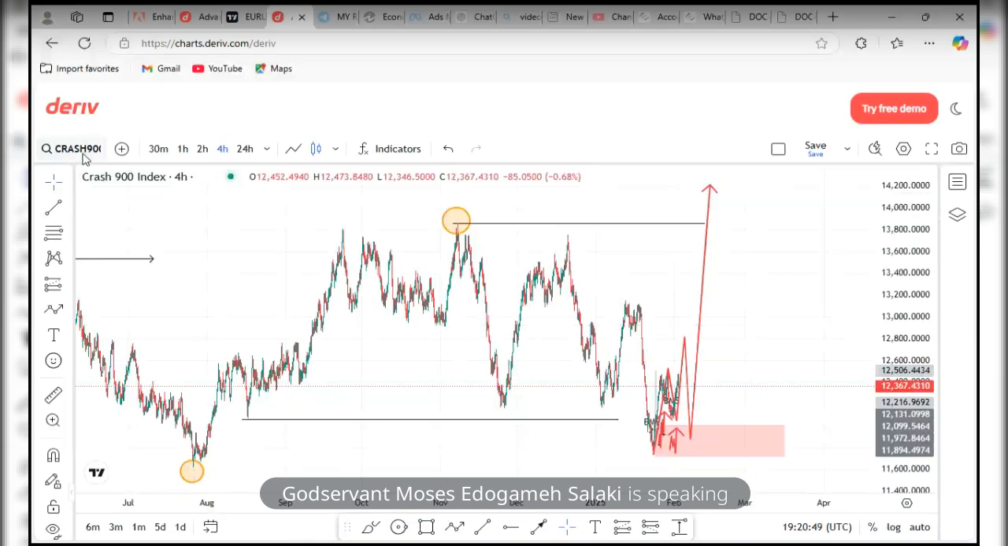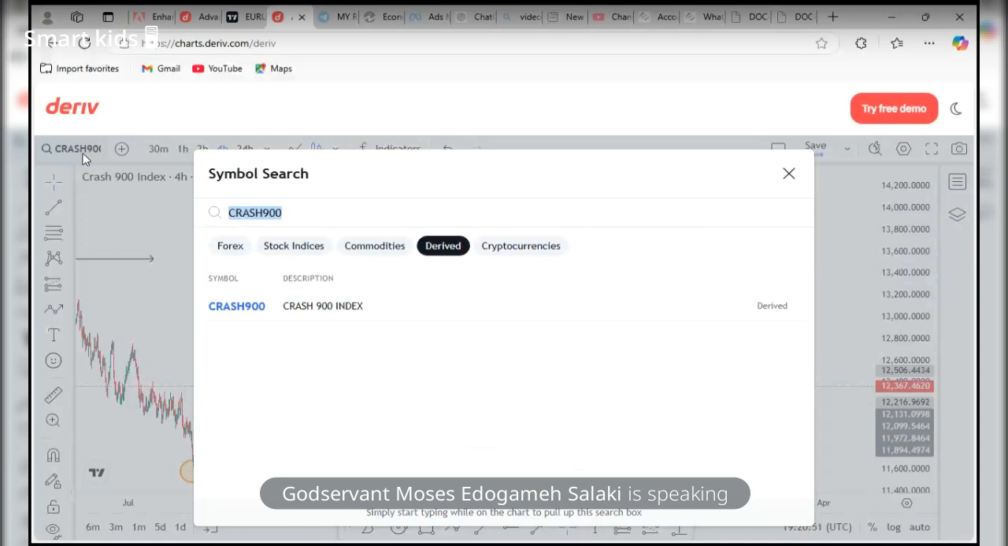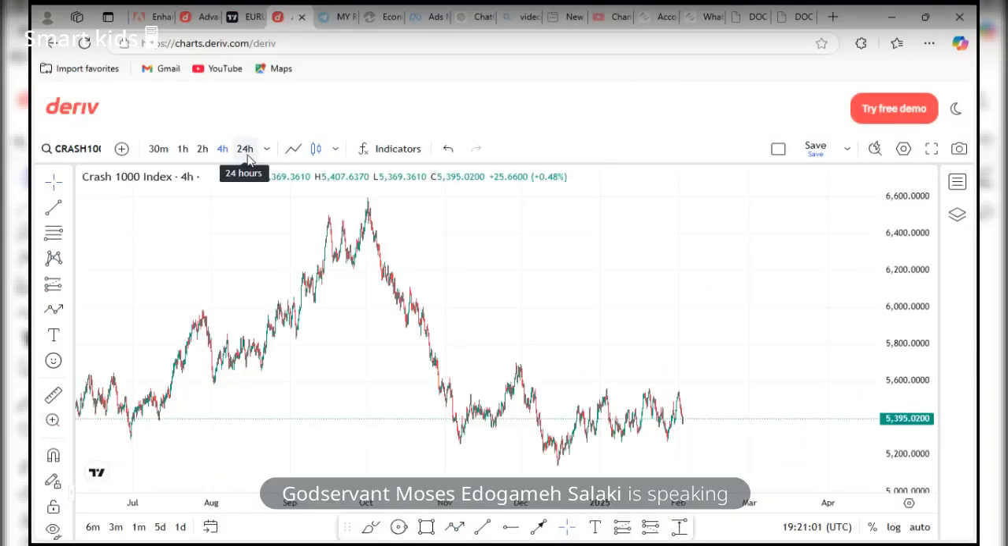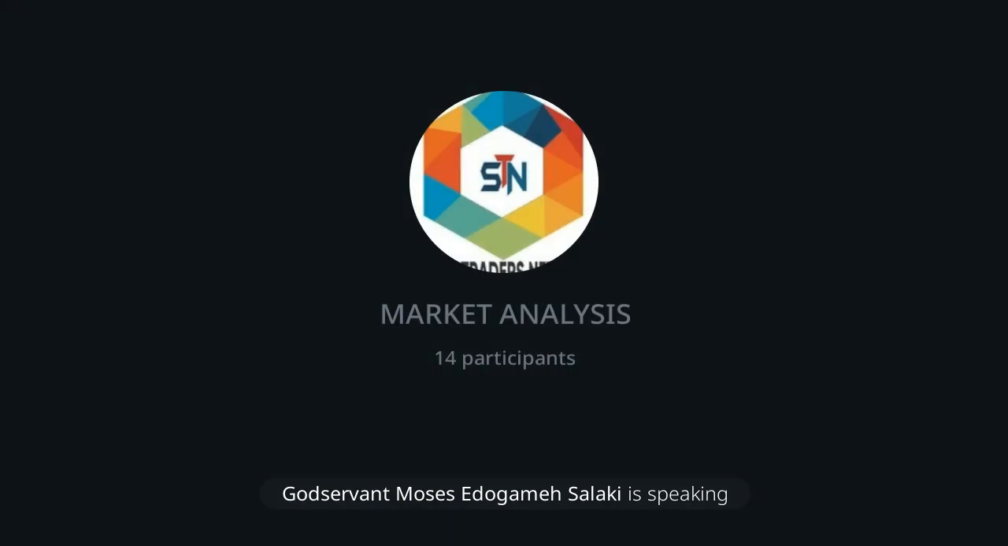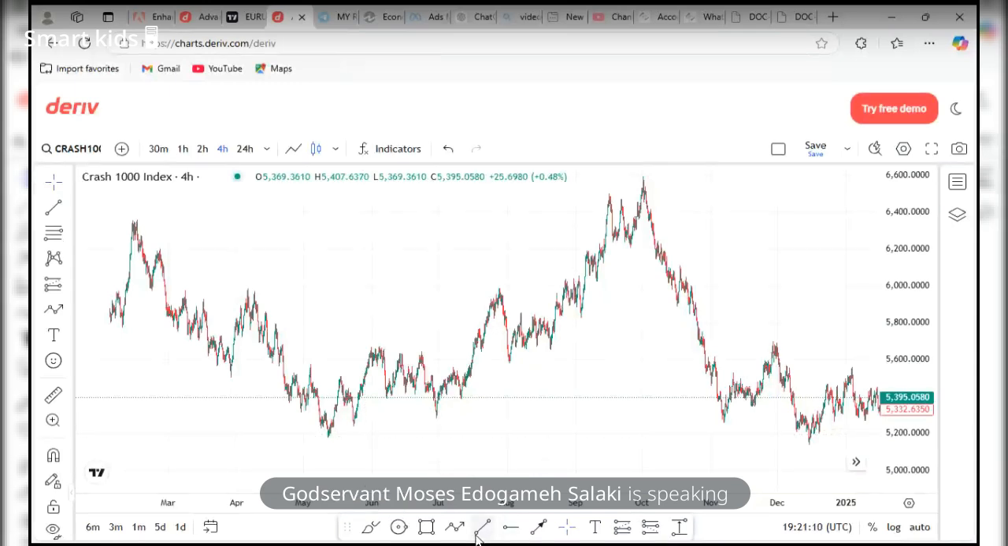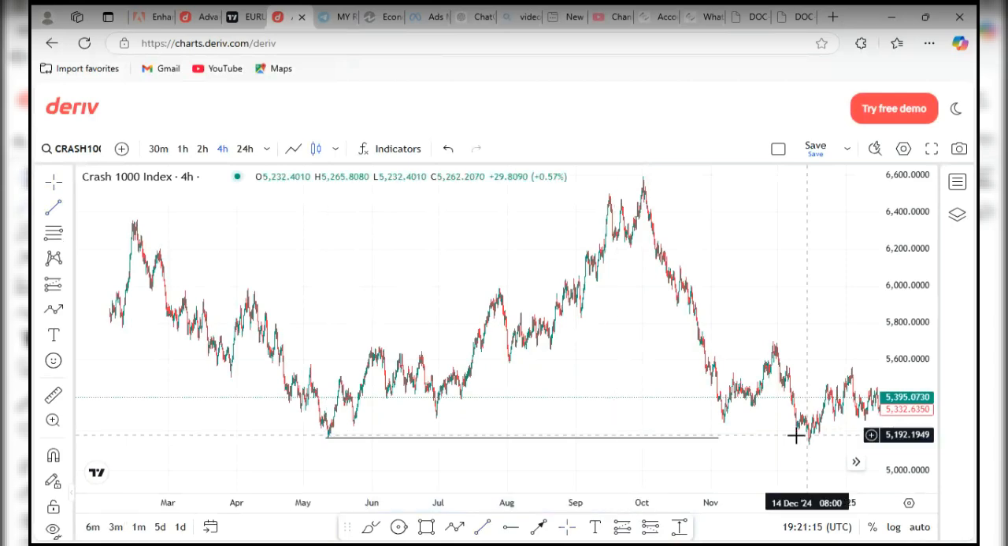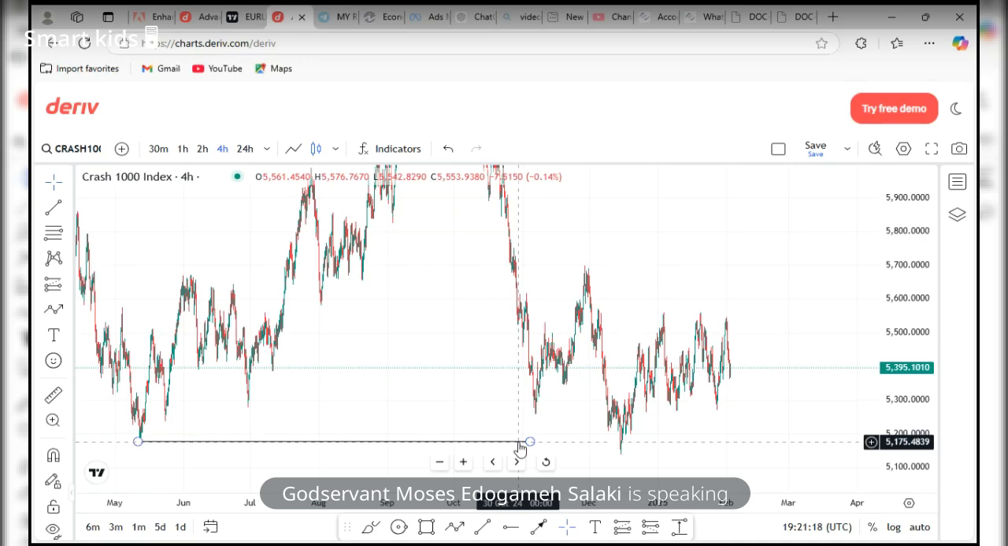I'm still going to take you to EU and GU and possibly gold. So let's see Crash 1000 first. It's the same concept, right? So I actually was looking to buy, but later I changed my bias because by top-down analysis, we are bearish. Price took out this low. And the high that sponsored this low was this high.